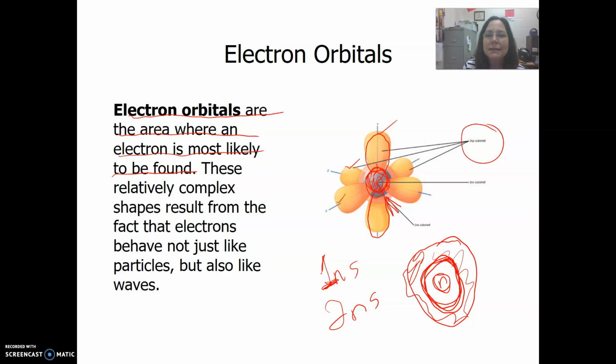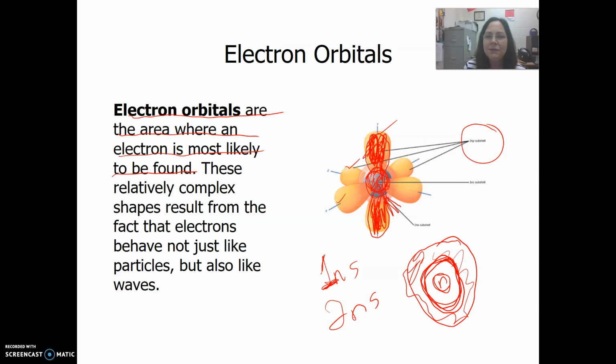But for this class, I just want you to understand that orbitals are just regions where the electrons are likely to be found. Every pair of electrons has an orbital that it's most likely to be found in. So 2 electrons would be more likely to be found here than anywhere else around the nucleus of the atom. That's what that means. That's the p orbital in the second energy level.